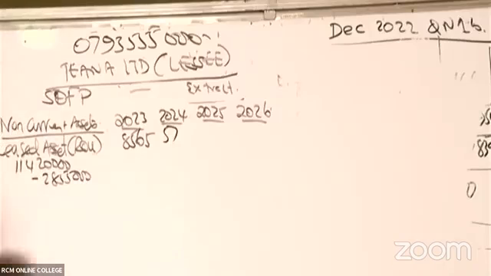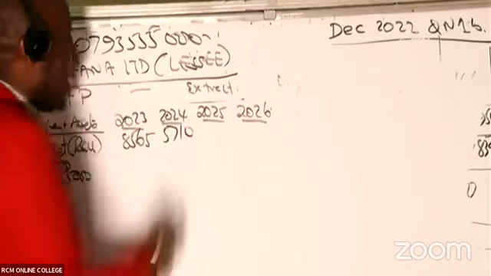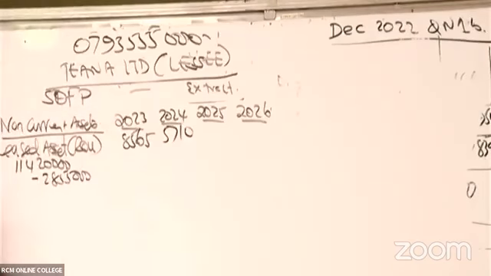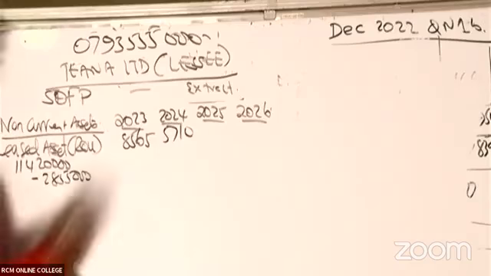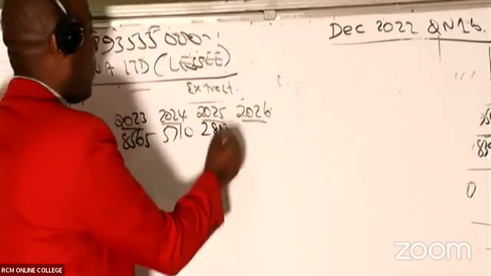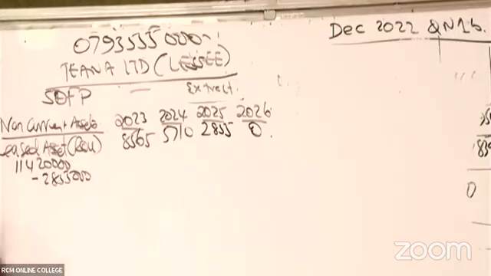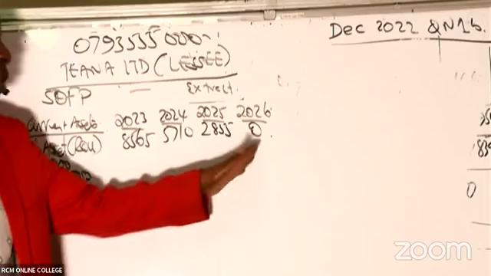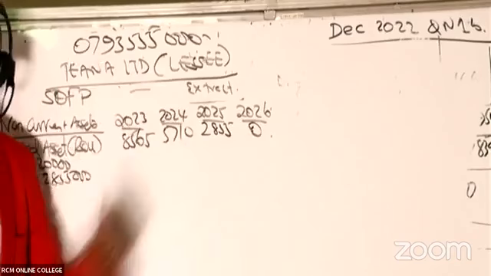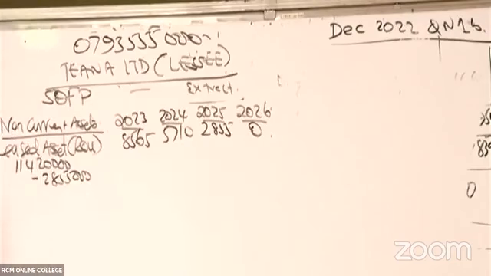57,10. Okay. 2025, 2,855,000. And then, lastly, we have nothing to report in 2026 because the asset is fully depreciated. By the end of 2026, we shall be returning this leased asset to the owners.